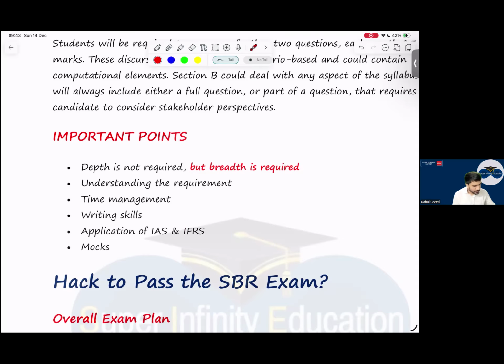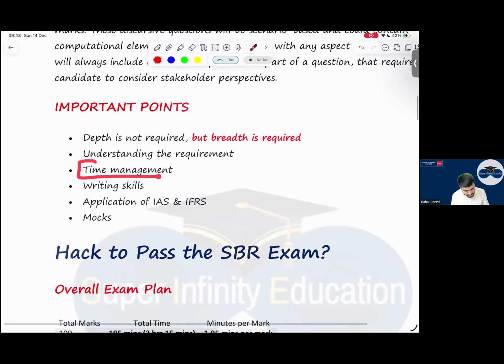Do not worry, sir. Then time management, a very important part. Time management is very, very important. I say, if you attempt 85 to 90 or 95 marks of your paper, you have the confidence that it will be done. If you attempt just 70 marks, then whether you pass or not is a bit risky.